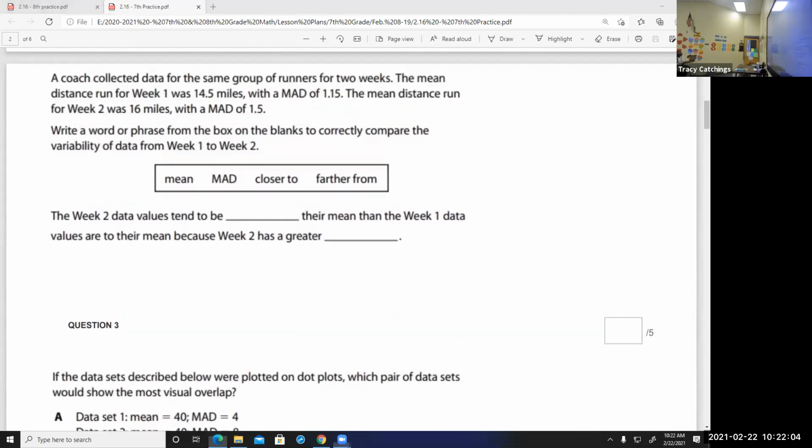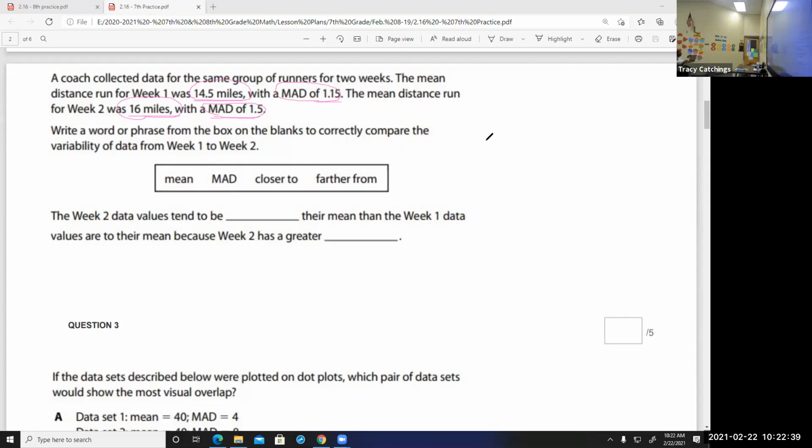All right, we're gonna look at question 2. It reads, the coach collected data for the same group of runners for 2 weeks. The mean distance for week 1 is 14.5 miles and the MAD was 1.15. The mean distance for week 2 is 16 miles and the MAD is 1.05. They want us to use this word bank to fill in some numbers. They say week 2 data values tend to be blank their mean than week 1. So let's look at it. We got the means, and then we have the MAD.